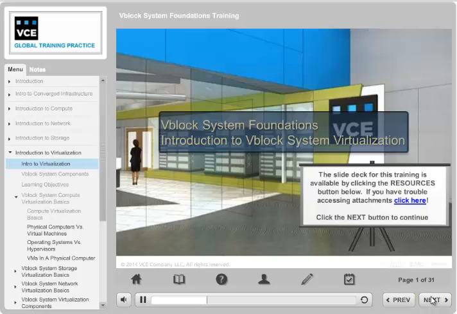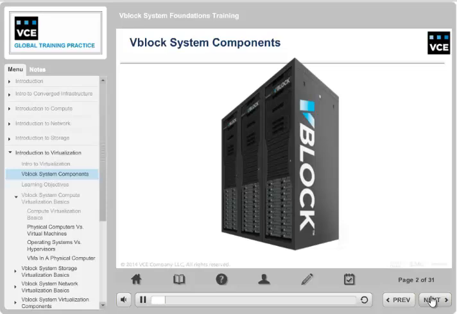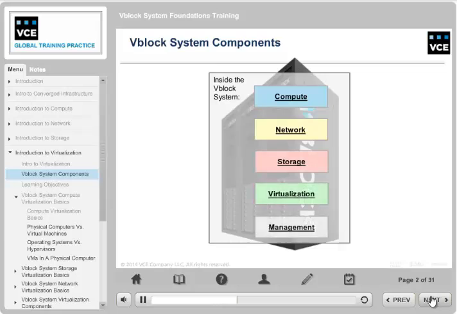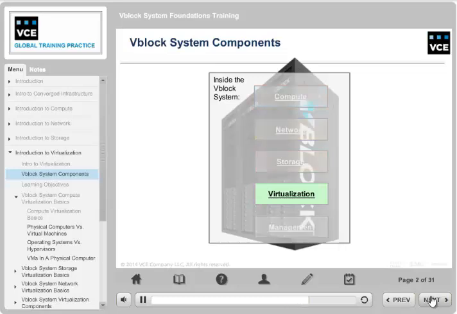Welcome to the Introduction to Vblock System Virtualization section of the Vblock Foundations course. Recall that Vblock systems are composed of compute, network, storage, virtualization, and management technologies. In the previous section of this training, you learned about the compute, storage, and network. Now you'll learn about the basics of Vblock system virtualization technology.